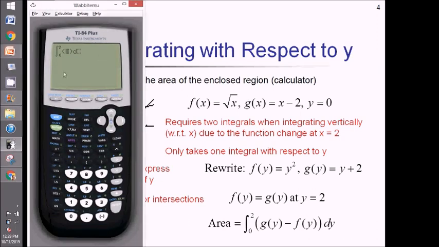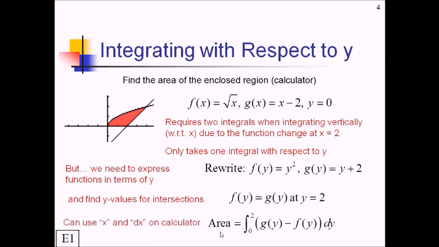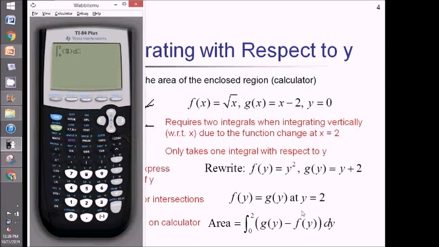So I've got math 9, integral from 0 to 2, and at this point, what do I do? Because everything here is in terms of y. The good news is, as long as you're consistent with how you use the letters, your calculator doesn't really care what letter you have in there. So you can actually use x and dx on your calculator as long as it perfectly mimics what you're doing on paper in terms of y.